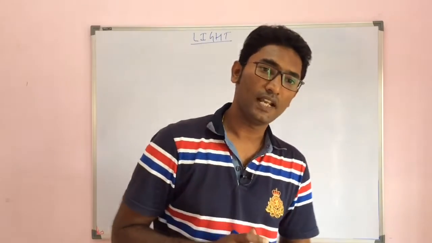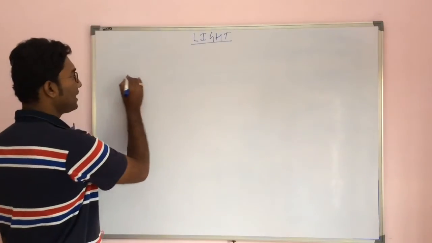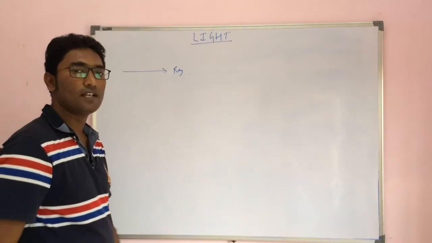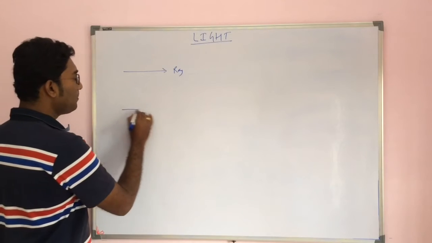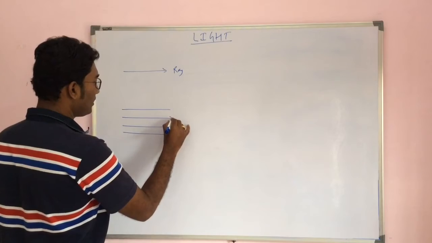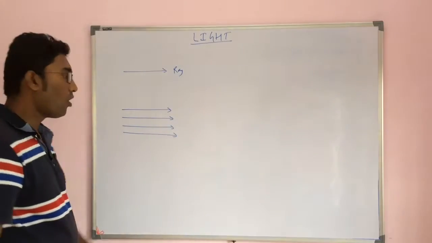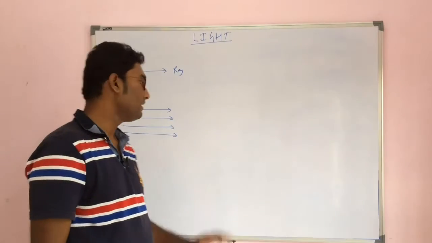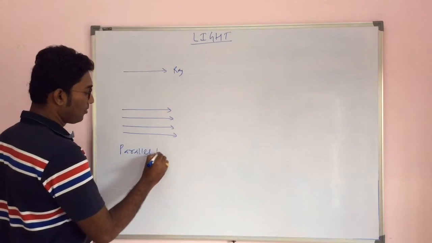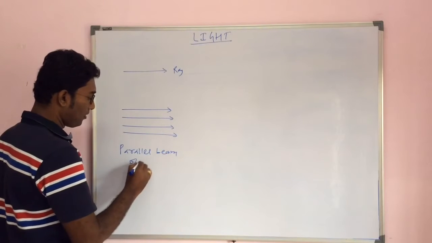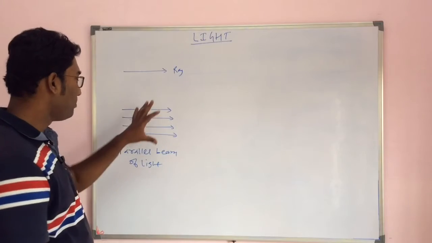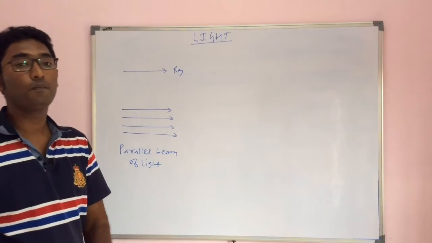So what is a ray? A ray is the path along which light can travel. This single path of light is called a ray. Now, if you have multiple rays traveling together, and they are all traveling parallel to each other, then this is called a parallel beam of light.